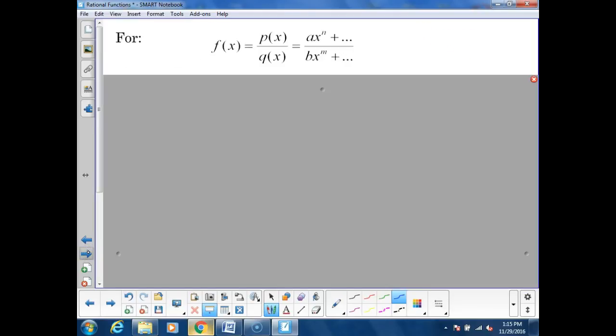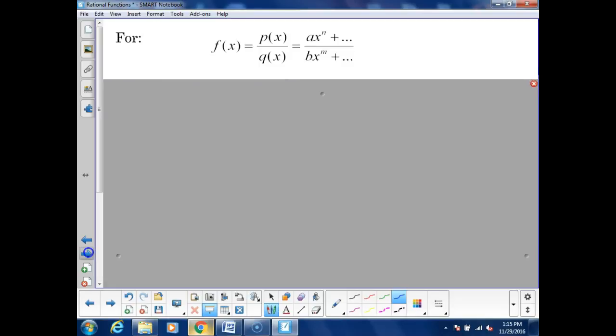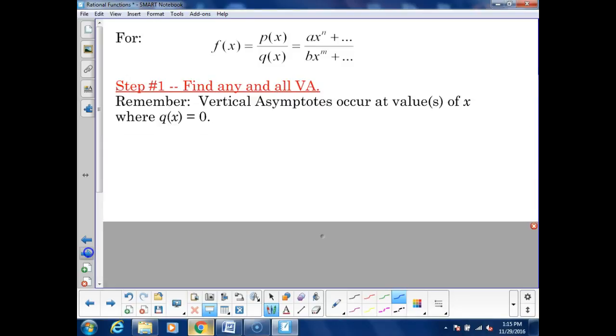So, we got our rational function. We've got f of x equals p of x over q of x. What did we learn from yesterday's step number 1?